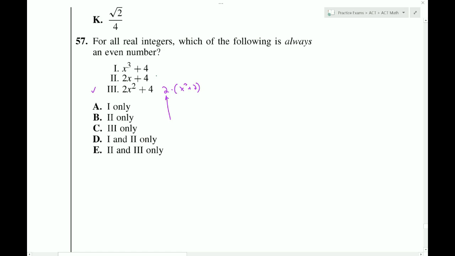Same thing for choice 2 here. I could factor out a 2 here, and I see that 2 is a factor again. All right? With this one, 2 is not necessarily a factor. So I would say 2 and 3 only.